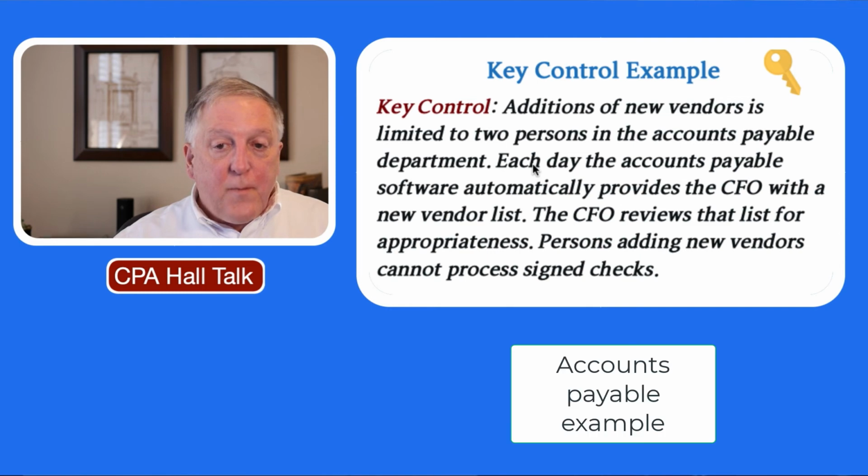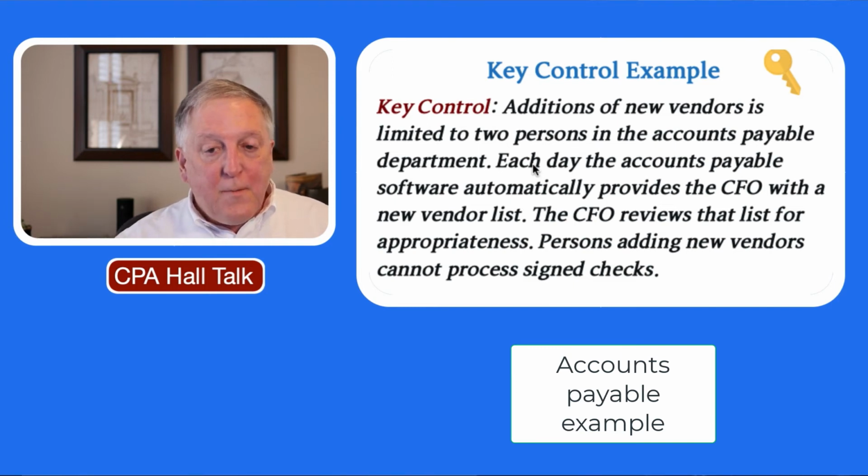So here's an example of a key control, and you can see I've just said additions of new vendors is limited to 2 persons in the accounts payable department. Limiting the number of people that can add new vendors reduces my risk. If everybody could add new vendors, then my risk goes up because anybody could add a vendor. Maybe if I was in accounts payable, I'd add a vendor called Charles Hall and write a check to myself. But limiting the number of people that can add new vendors reduces my risk.